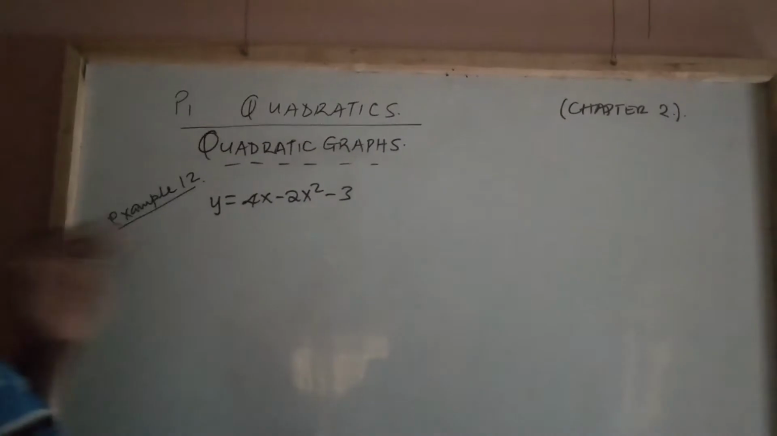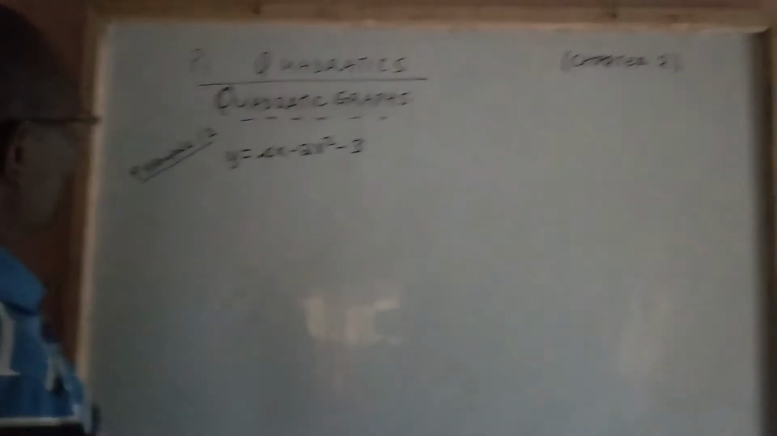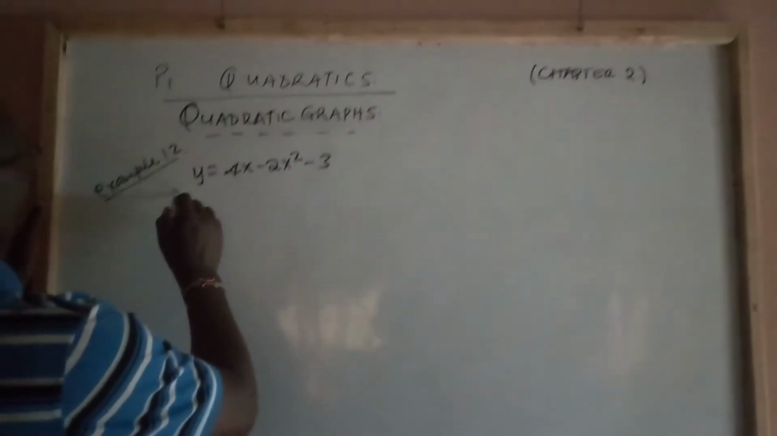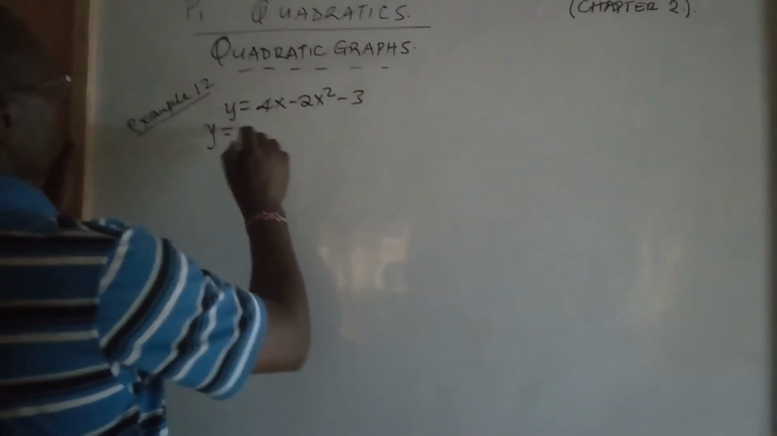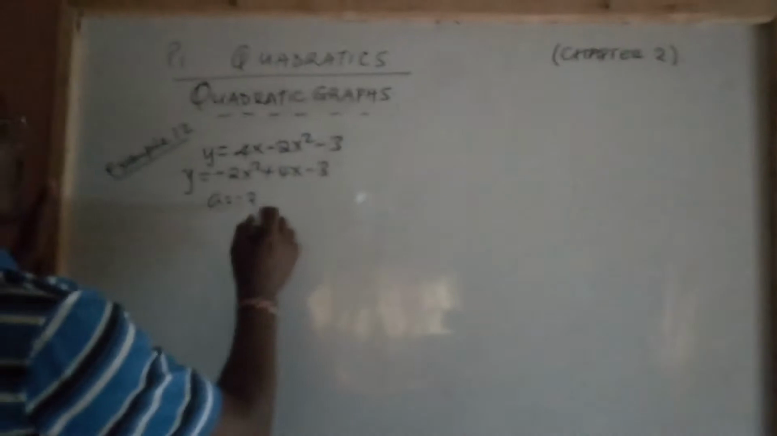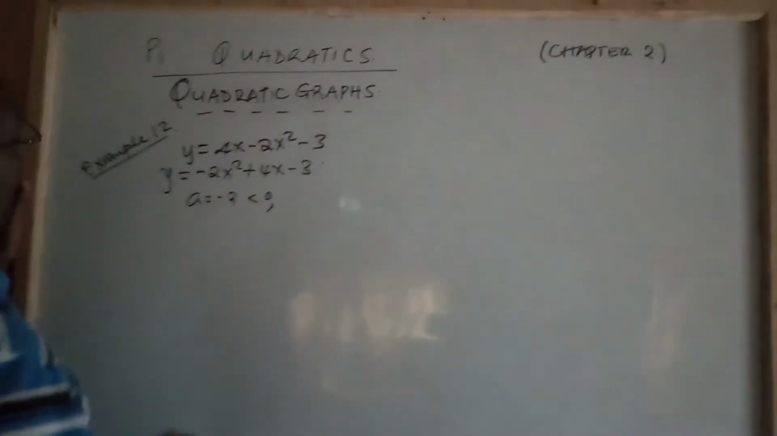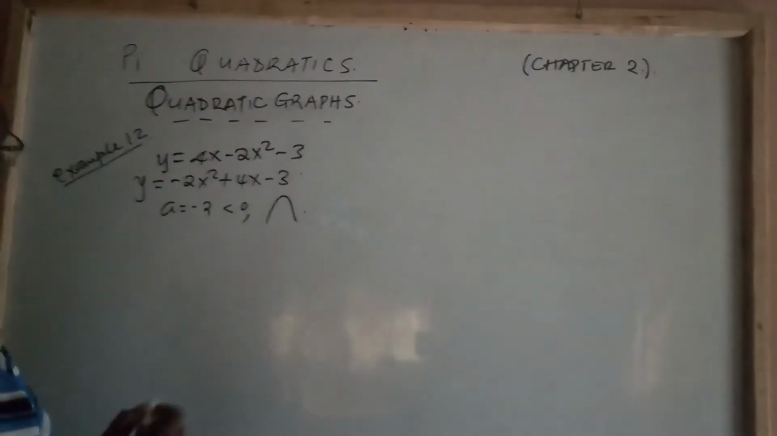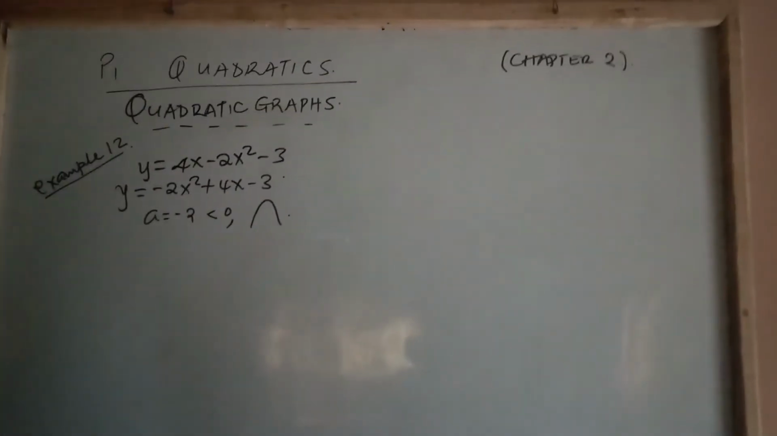First of all, sketching. This one is just a normal quadratic equation, only that the terms have been interchanged. So if we write it normally, we're going to have minus 2x squared plus 4x minus 3. And of course, you can see the value of a is negative 2, which is less than 0, so the curve must have an N shape.